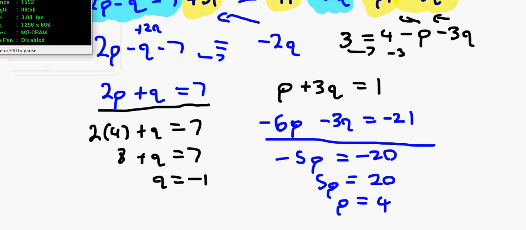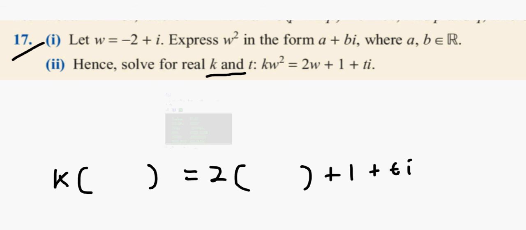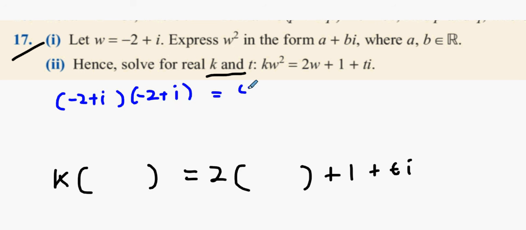Any takers? No. What we're getting here, guys, is w squared. So it has to be minus 2 plus i multiplied by minus 2 plus i. Most people got 4 minus 2i, minus another 2i, plus i squared, but plus i squared is minus 1. I believe people got 3 minus 4i for w squared.